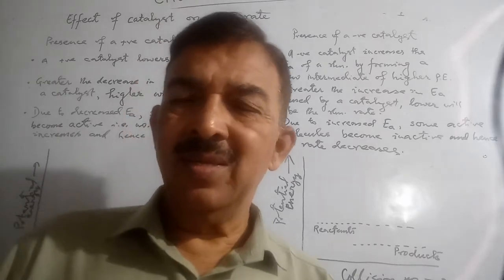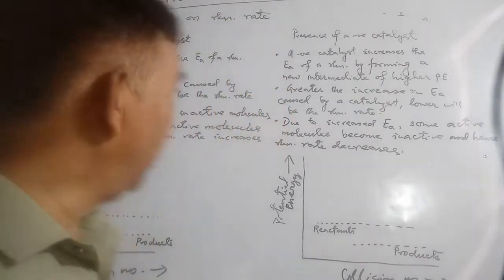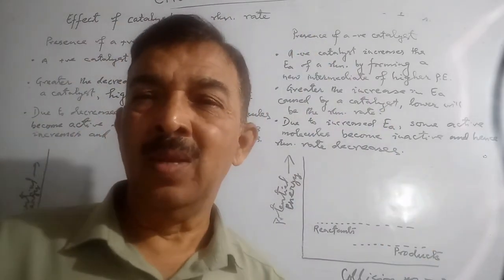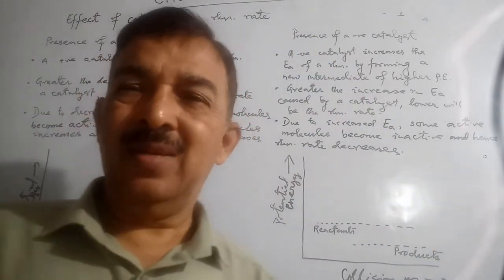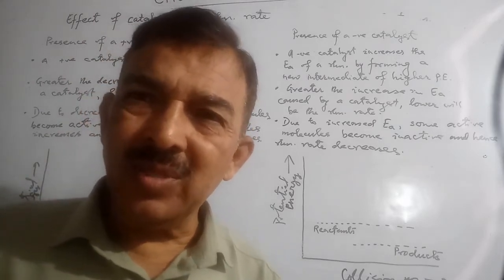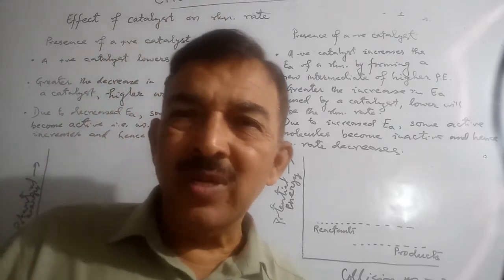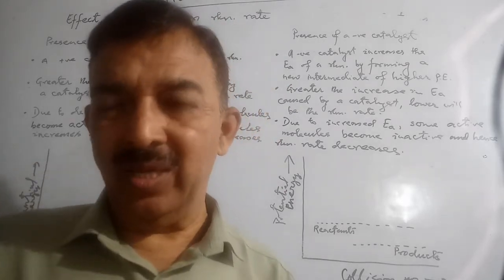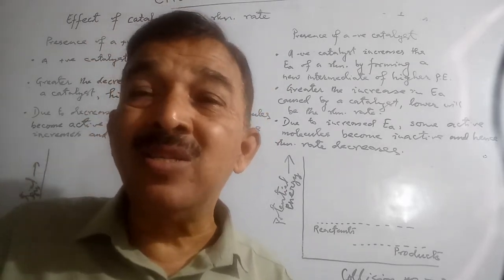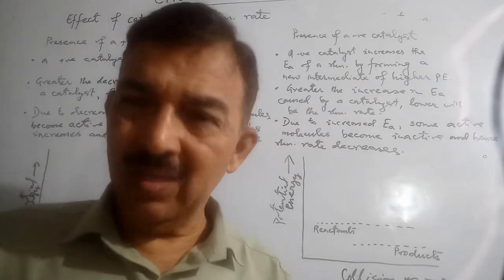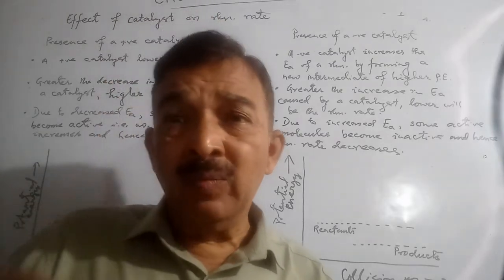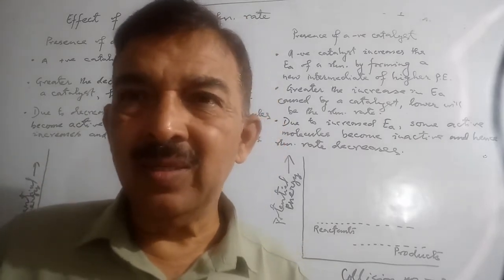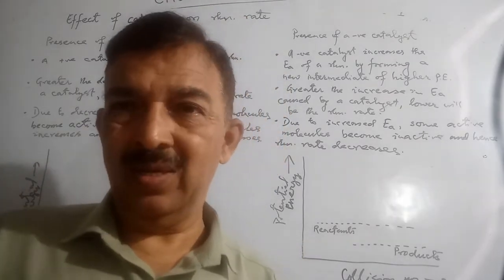Good morning, children. Today we will be discussing the effect of a catalyst on the reaction rate. Then what is a catalyst? A catalyst is a substance which influences the rate of a reaction without undergoing any change. That is, it is not being consumed in a reaction. Influences means it can increase the reaction rate or it can decrease the reaction rate.